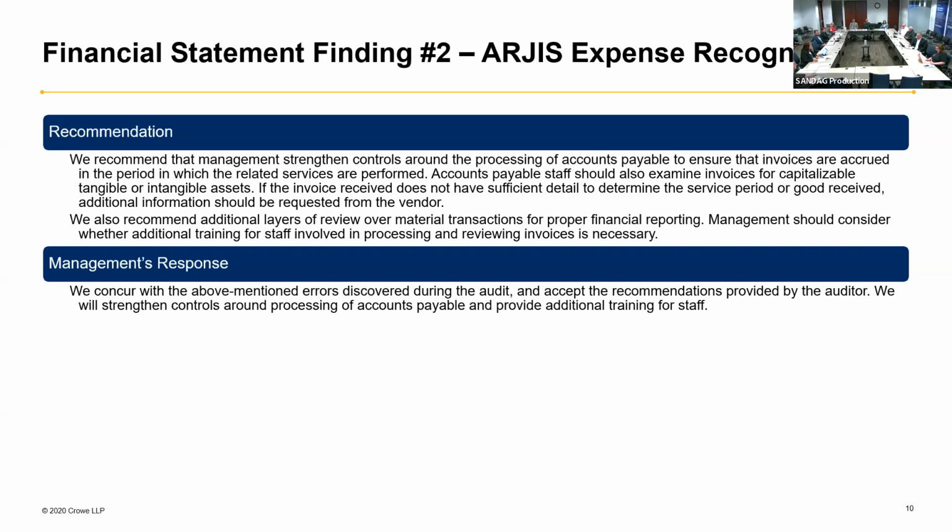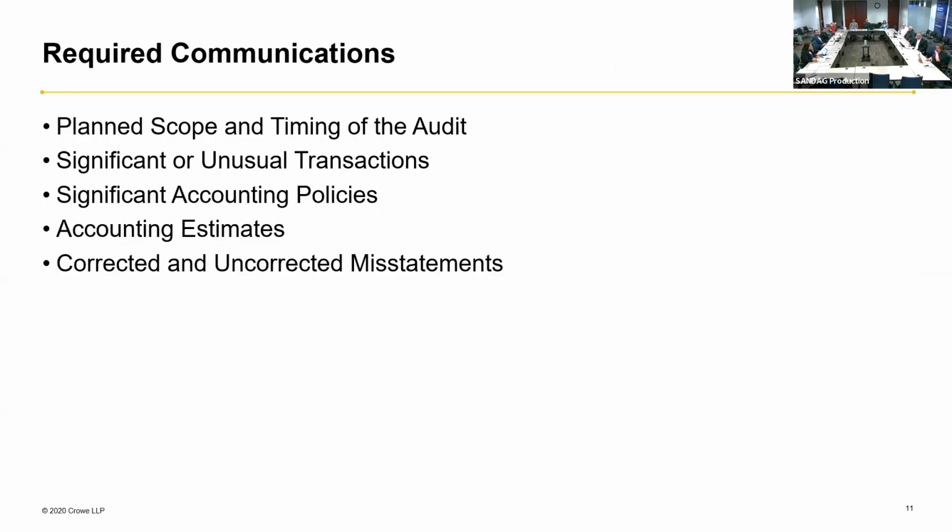Okay, so I'll go ahead and move on to our required communications, and certainly if there are questions, I'm happy to address those. We've already gone through the plan, scope and timing of the audit. That was our previous planning meeting with you. Relative to significant or unusual transactions, there were none noted other than the two findings that we had. I will note again that management did implement a new standard that was required. It's GASB 87 related to leases. All that does is really redefine the term lease and require a right to use asset on the financial statements offset by a right to use liability, a lease liability.